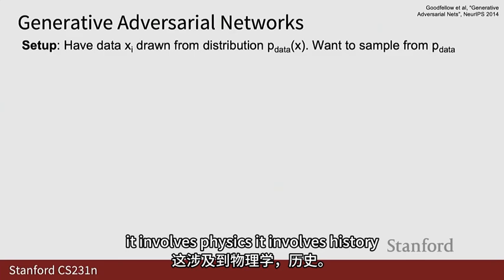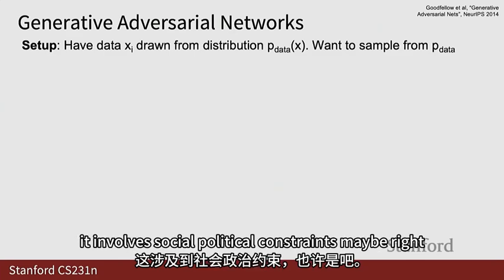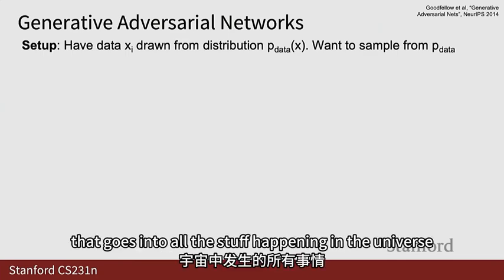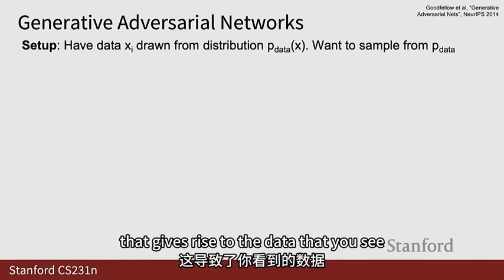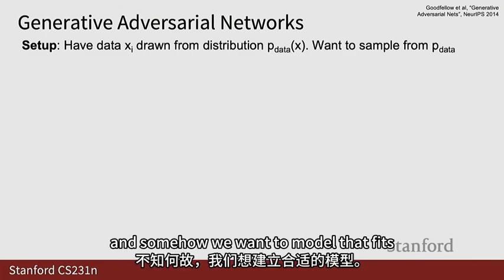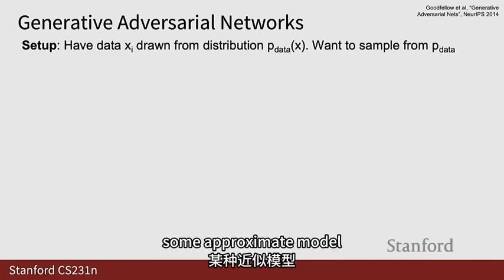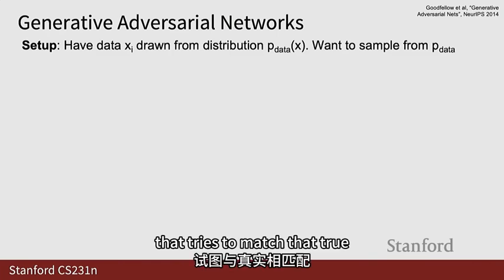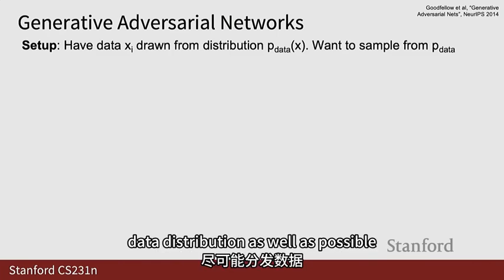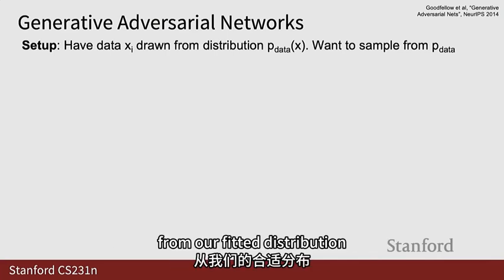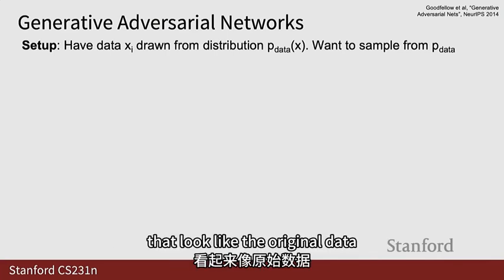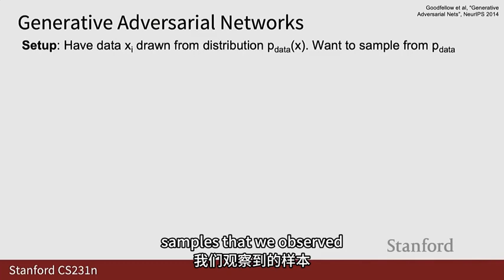It involves physics, it involves history, it involves socio-political constraints maybe, right? There's a lot of complication that goes into all the stuff happening in the universe that gives rise to the data that you see. And somehow we want to fit some approximate model that tries to match that true data distribution as well as possible, and then allow us to draw new samples from our fitted distribution that look like the original data samples that we observed.